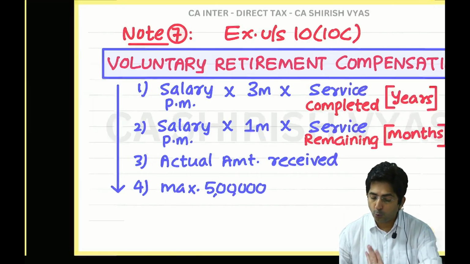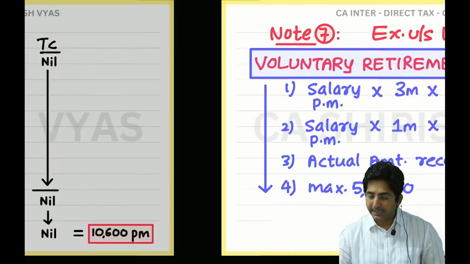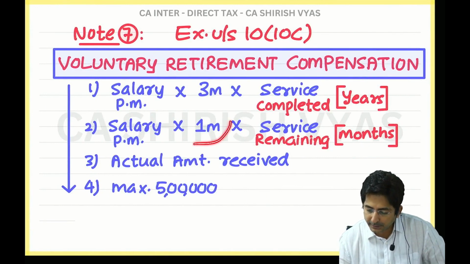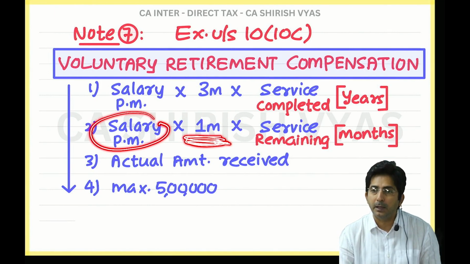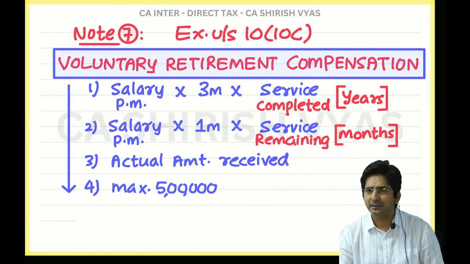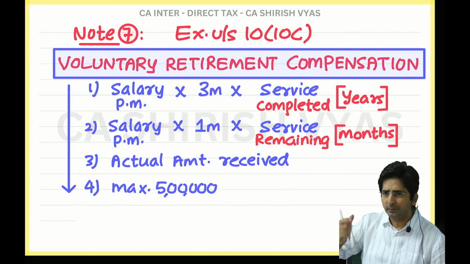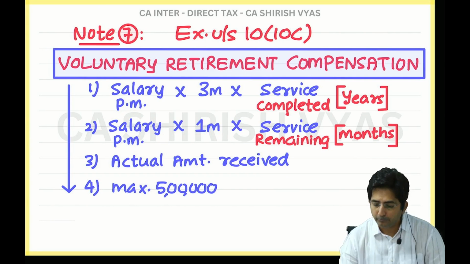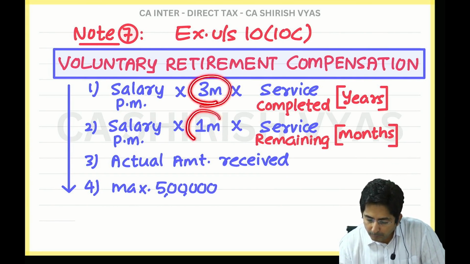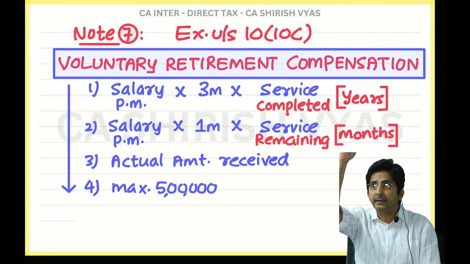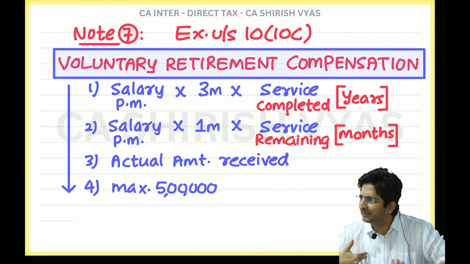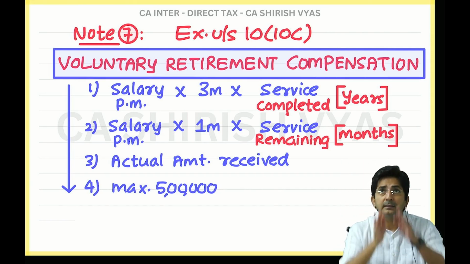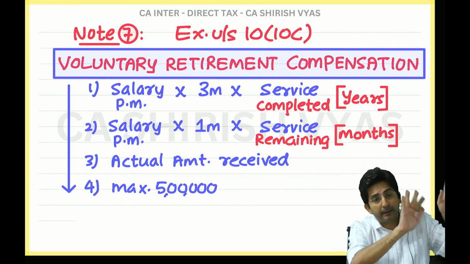So now without looking at the formula, tell me. See, actually many students find this 1 month funny, because salary into 1 month, anything you multiply by 1, it is 1 only. But it is just to keep the uniformity. I want to match this thing. So salary, 3 months, 1 month, completed, remaining.